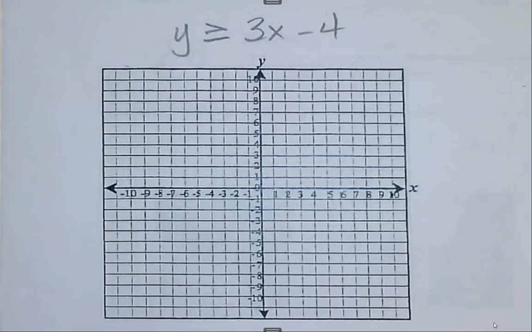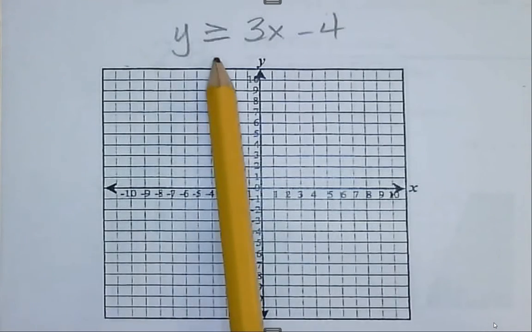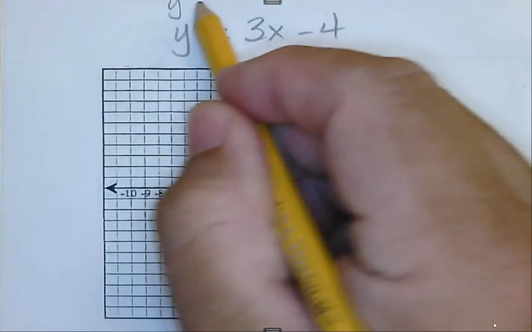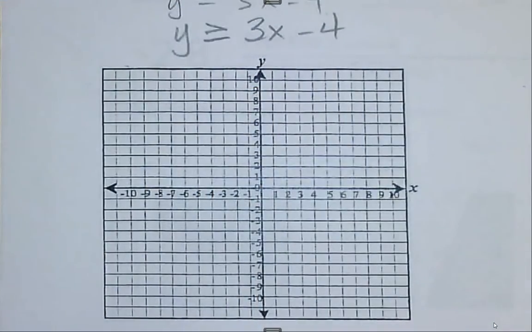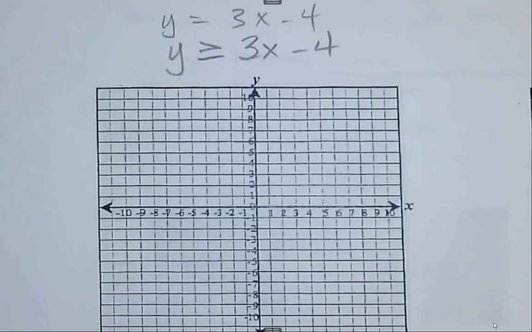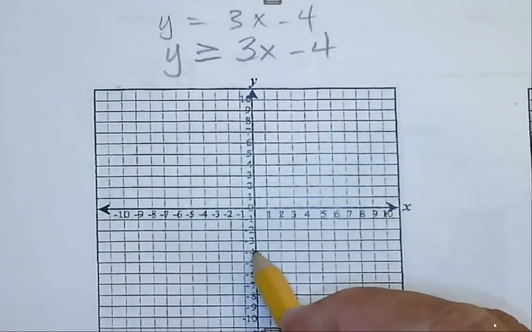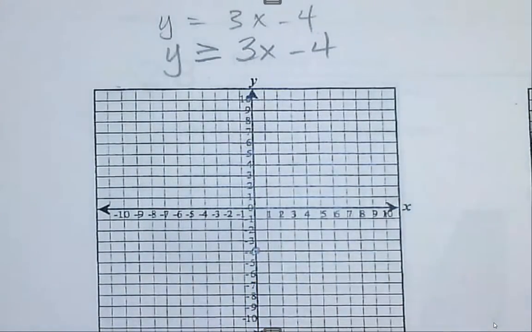y is greater than or equal to 3x minus 4. So again, you graph this just like you do a regular equation. We'll worry about this inequality symbol here in just a second. But you can look at this initially as y equals 3x minus 4. Just think about, how would I graph that? As usual, when you're graphing a linear equation, you want to look at the y-intercept first, which is negative 4. So I would go down to negative 4 right here and put a point right there. Okay? So go ahead and put a point at negative 4 as my y-intercept.